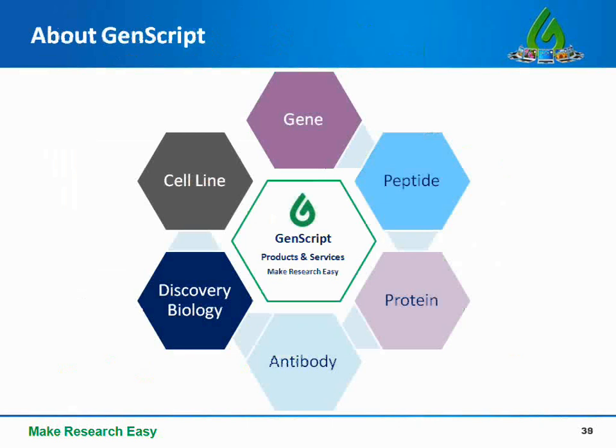Besides protein services, we offer a broad range of services to make your research easy. This slide gives you a general overview of the services we offer at GenScript, including gene synthesis and subcloning, peptide synthesis, protein expression and purification, custom antibody production, discovery biology services, and stable cell lines, all with the goal to make research easy. More than 9,000 peer-reviewed journal articles have cited GenScript services and products, making GenScript the most frequently cited biology CRO in the world. I'm very happy to be part of it.